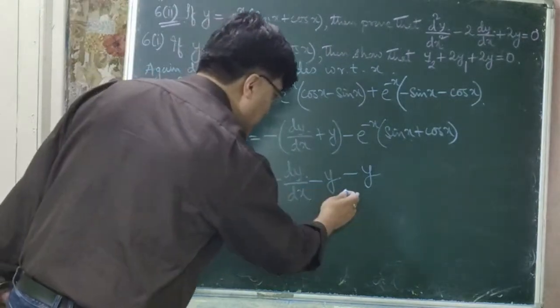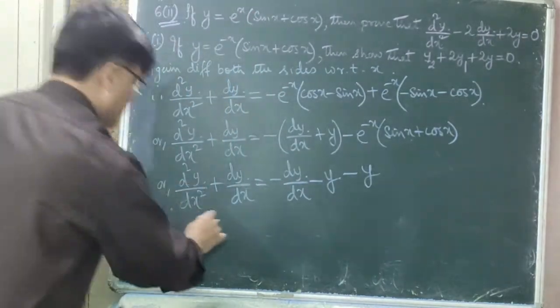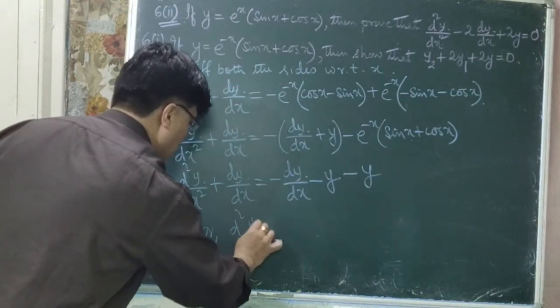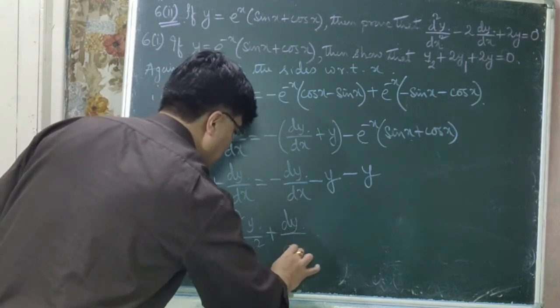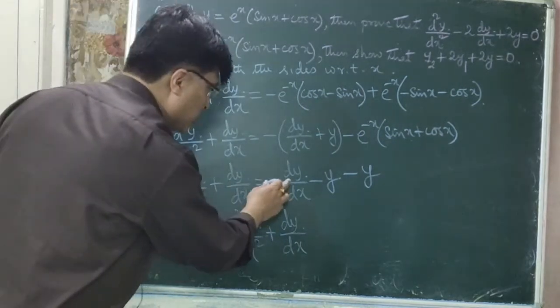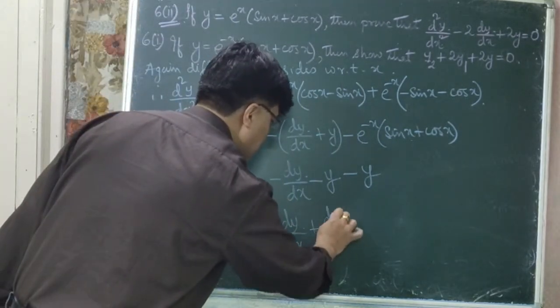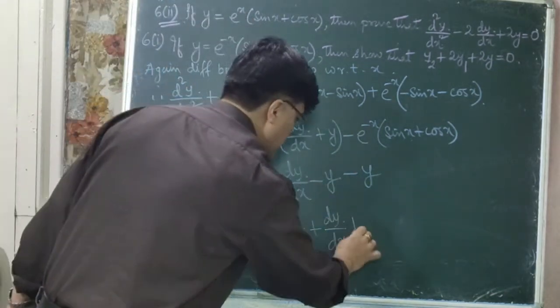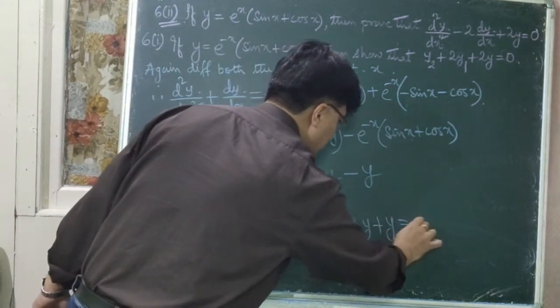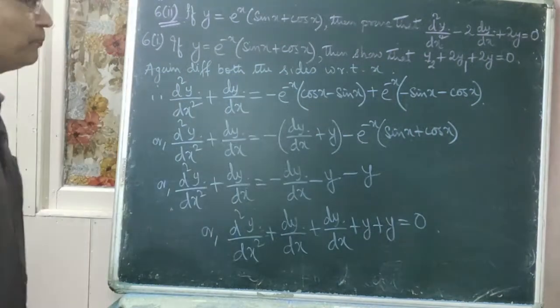So let us take the terms on the right hand side to the left hand side. The terms on the right hand side we take to the left side, so d2y by dx square plus dy by dx. Now minus dy by dx on the left hand side becomes plus dy by dx, and this minus y becomes plus y, which is equal to 0.